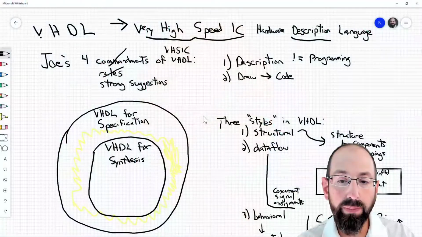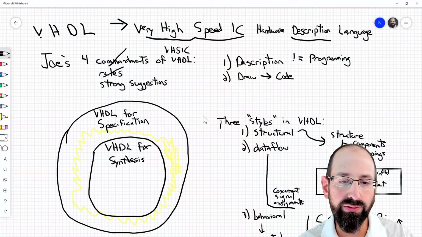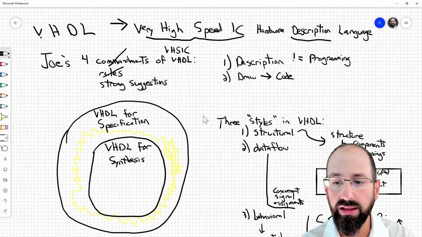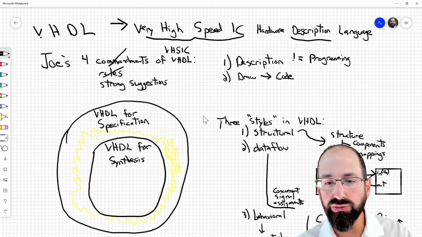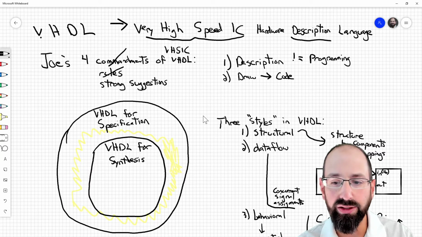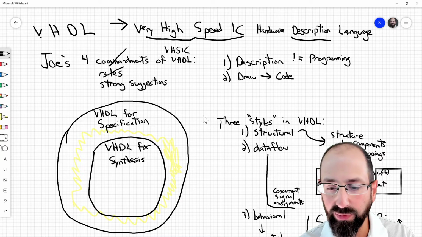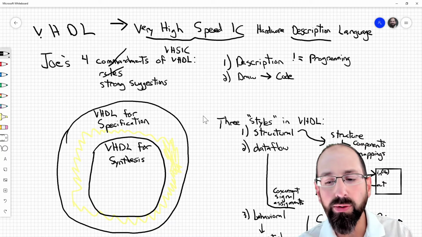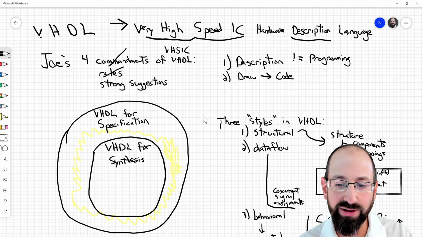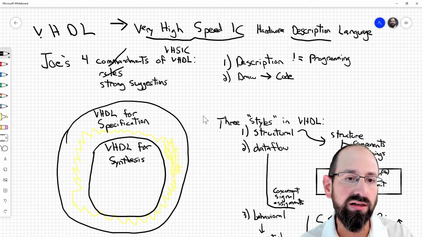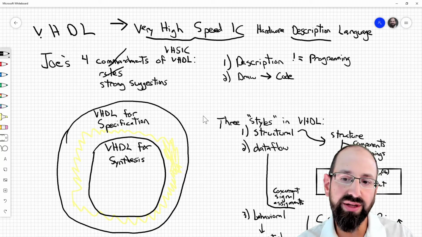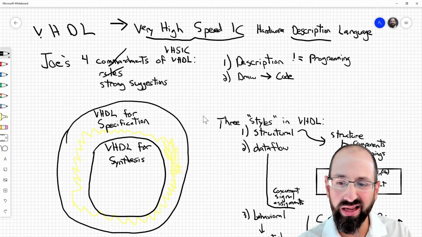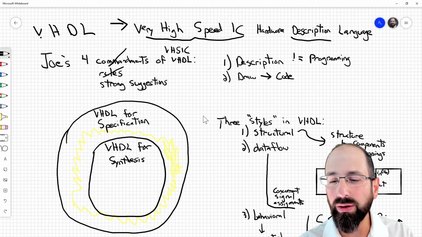Going back to our major rules or strong suggestions or commandments for VHDL, I still think a very important one is drawing as a necessary prerequisite step to actually coding anything in VHDL. So draw more, code less. You're not writing that many lines of code this semester, and the time spent thinking about what your design needs to be is going to save you so much time staring at a .vhd file and not knowing what to do next.